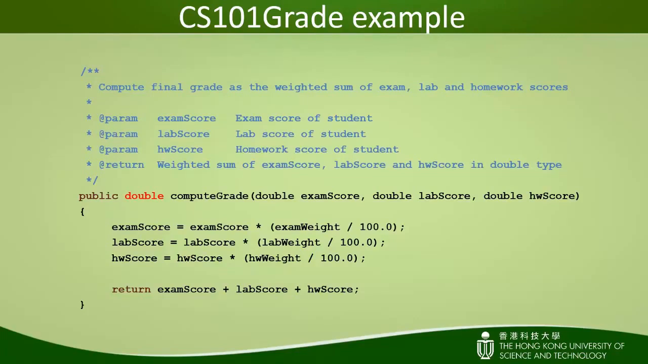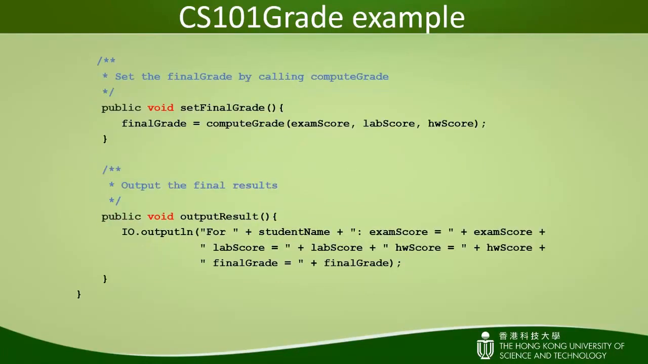Notice also that we are using the same names, exam score, lab score, and homework score, for the parameters as well as for the instance variables. They don't have to be the same. I'm doing this deliberately to show you how the meaning of identifiers with the same name could be resolved using the scope rules. 2 more methods are defined here.